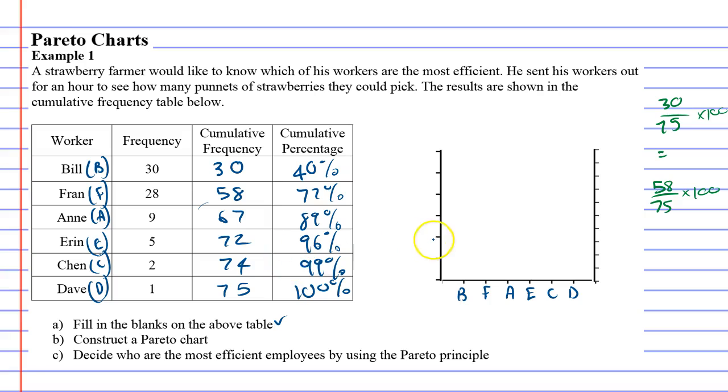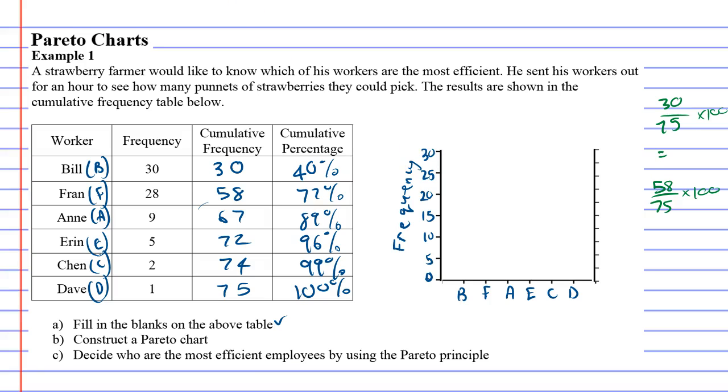Then on the left we'll have our frequency. Now, very important, I'm going to write this down. It's quite hard for me to write sideways, I'm going to be honest. Frequency. I really want to point out it's frequency, not cumulative frequency. Really important here. So this goes up to 30. So we'll go 0, 5, 10, 15, 20, 25, 30.